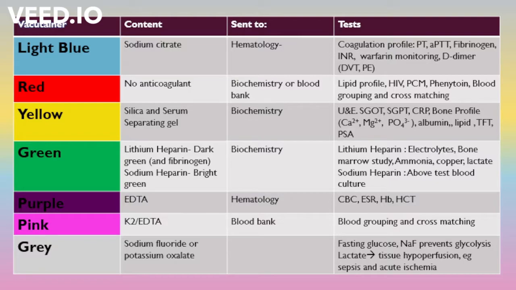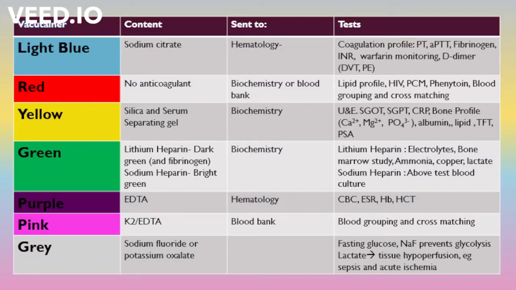The grey tube contains sodium fluoride or potassium oxalate, and it is used to check for the fasting glucose as well as lactate level. Sodium fluoride prevents glycolysis. As far as lactate is concerned, it is increased if ever there is tissue hypoperfusion, and this is seen in sepsis and acute ischemia.